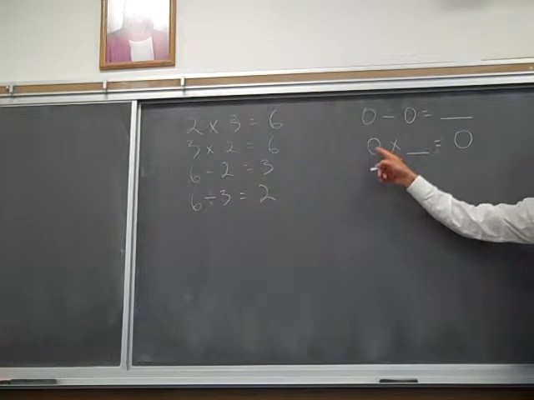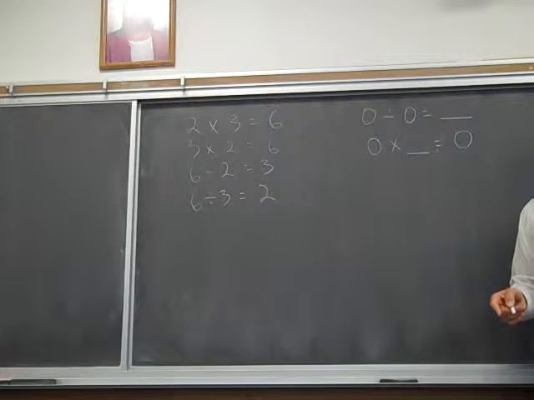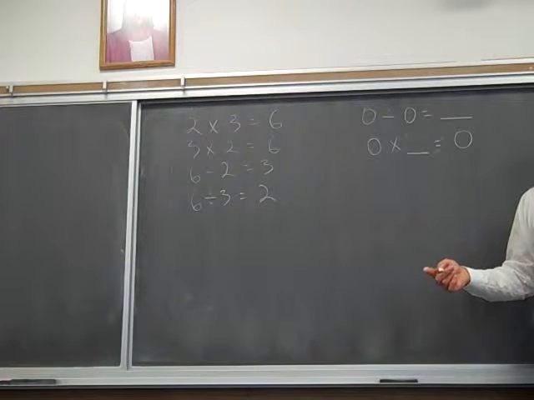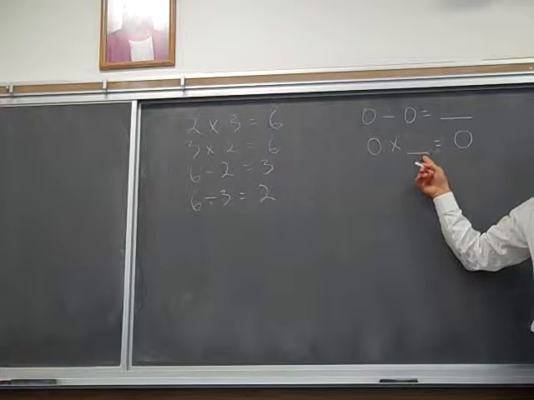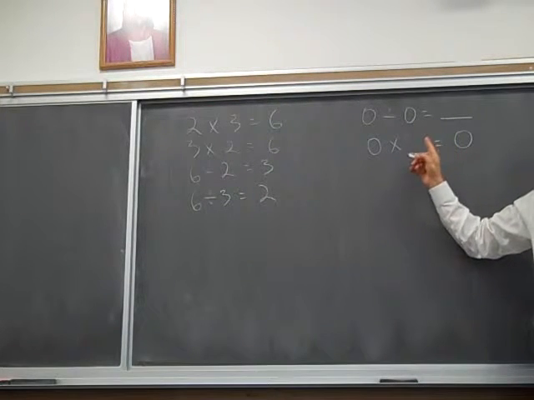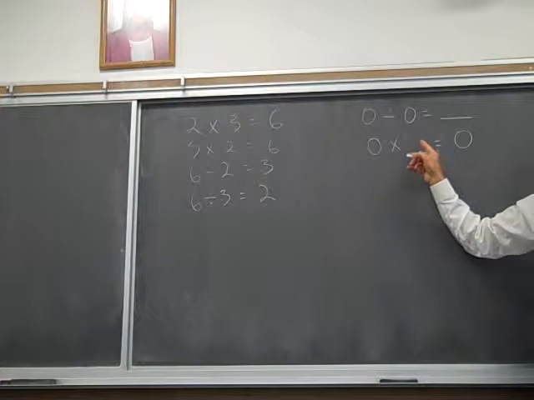So this is saying, what would I multiply by 0 to get 0? 7. Negative 3. Square root of 11. Whatever you want goes in here. Since there's not a single number in there that makes that true, this is undefined.